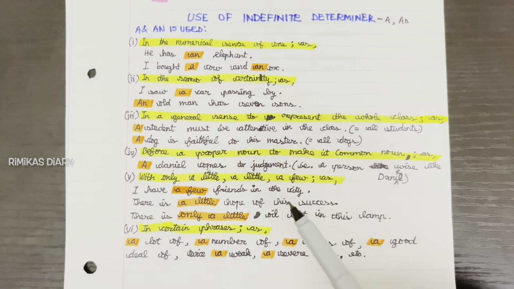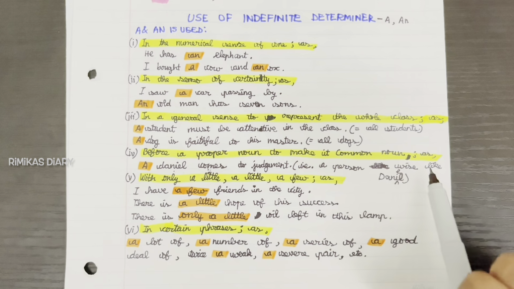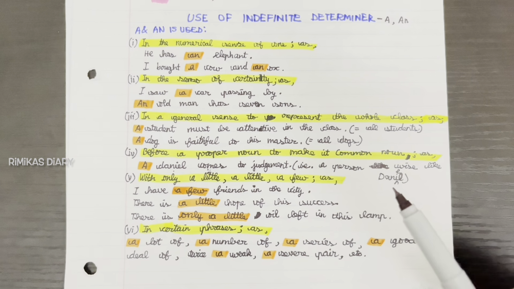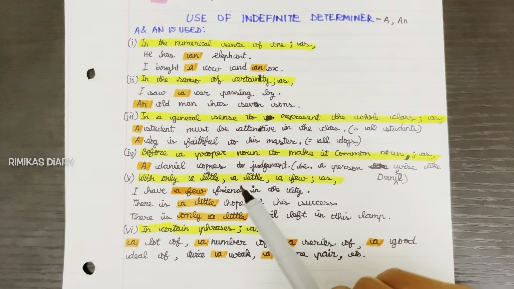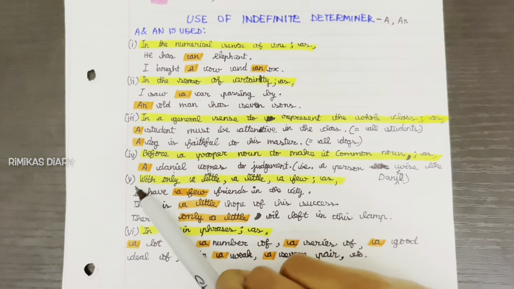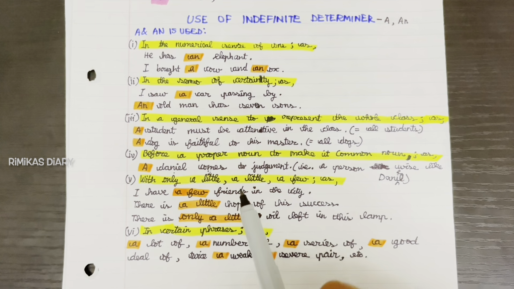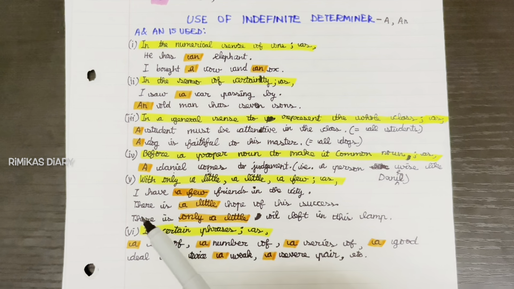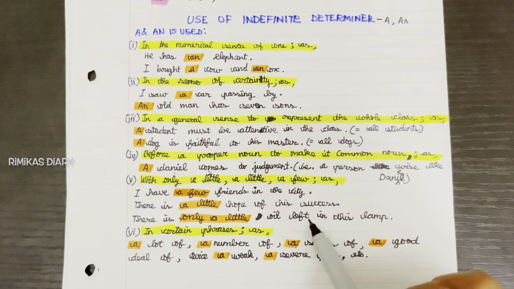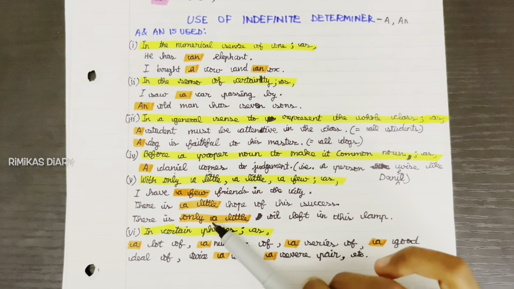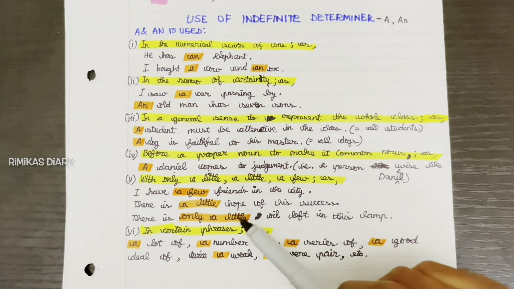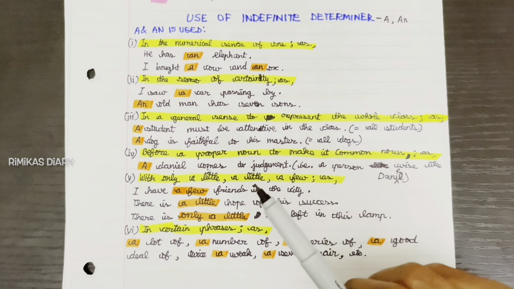Fourth one, before a proper noun to make it a common noun, as in a Daniel comes to judgment. That is, a person like Daniel. So it's also used when we are changing a proper noun into a common noun. Next, with only a little, a few, as in I have a few friends in the city. There is a little hope of his success. There is only a little oil left in this lamp. So a is also used here with these phrases.